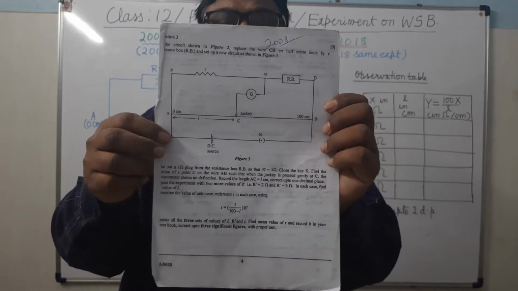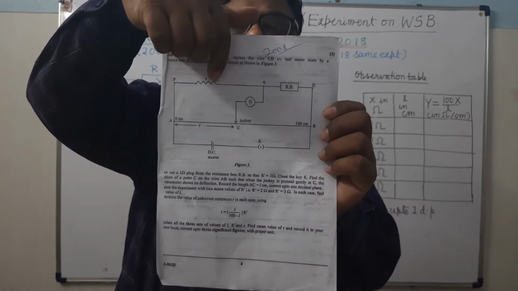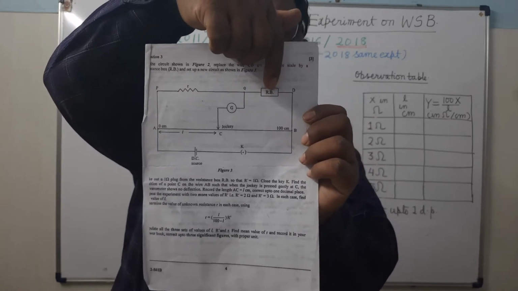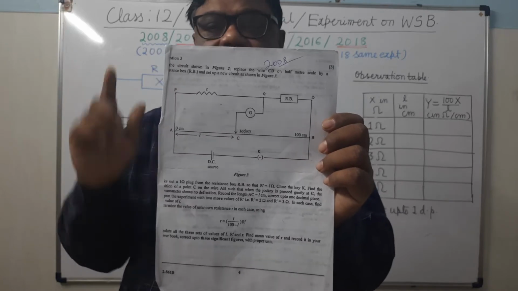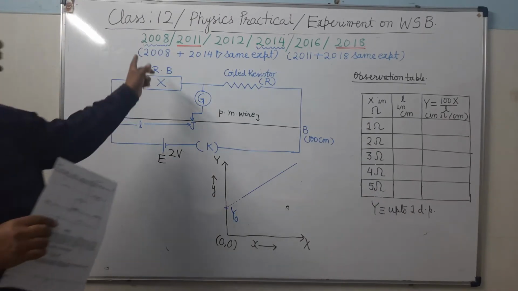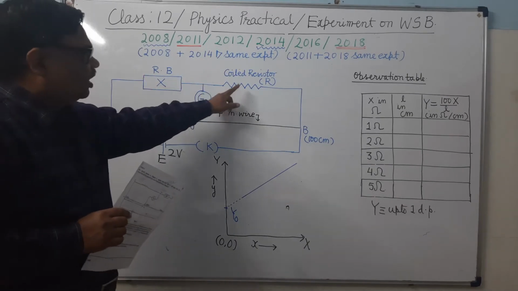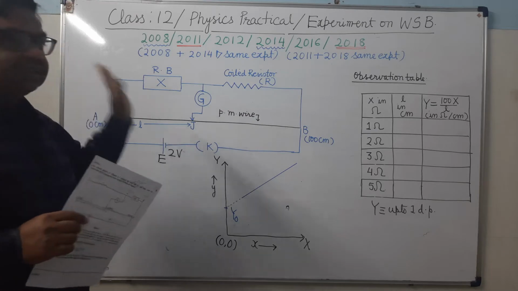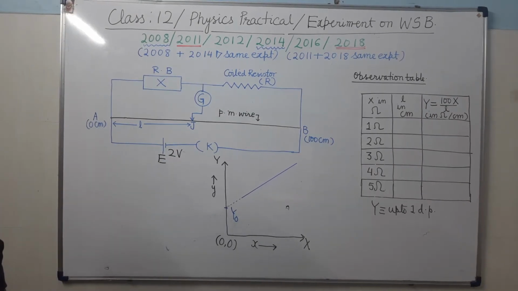What was the only difference in 2012? The resistance box was connected on this side and the coiled resistor was on this side. In the remaining years, except 2012, in all the years the resistance box was on this side and the coiled resistor was on this side. It's clear. The rest of the circuit diagram was the same.